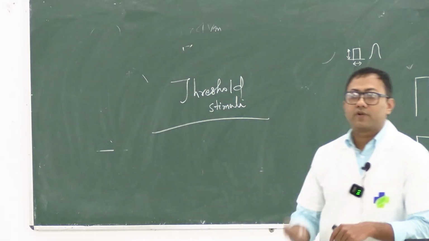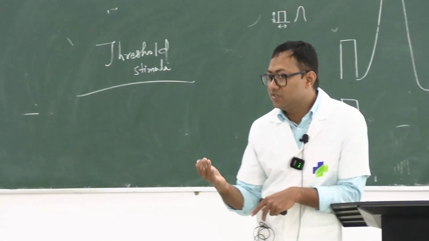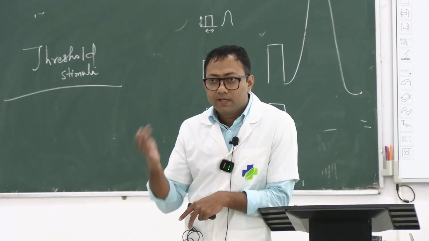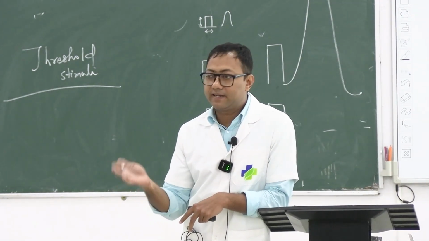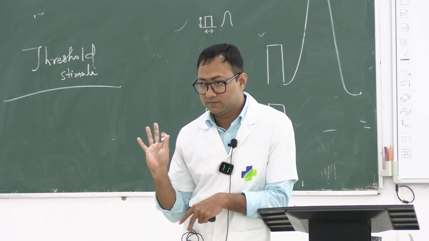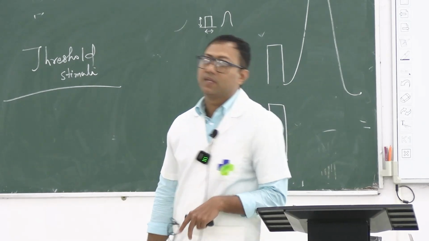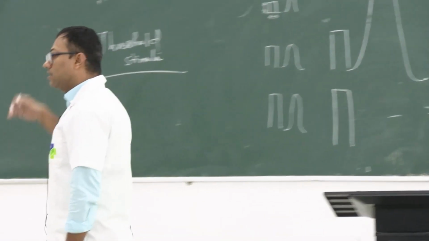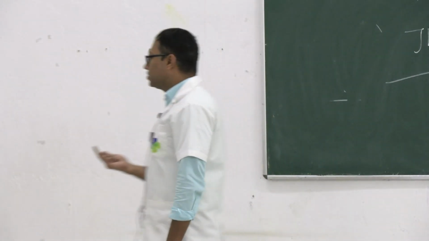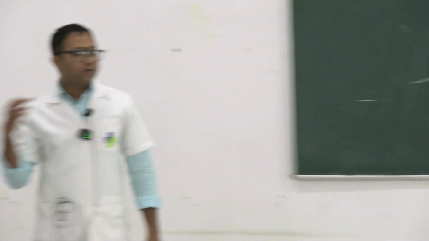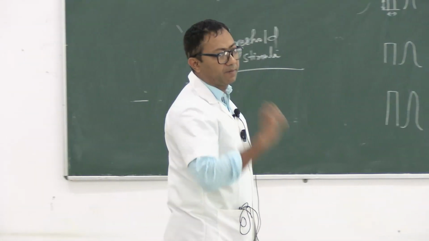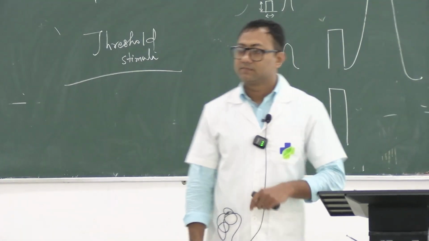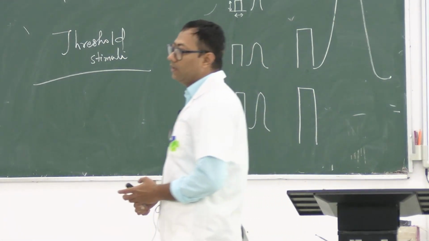Okay. So, rapid and active change in membrane potential due to application of threshold stimuli, followed by return to resting membrane potential. Action potential is defined as a rapid and active change in membrane potential due to application of a threshold stimulus followed by return to resting membrane potential. Clear?